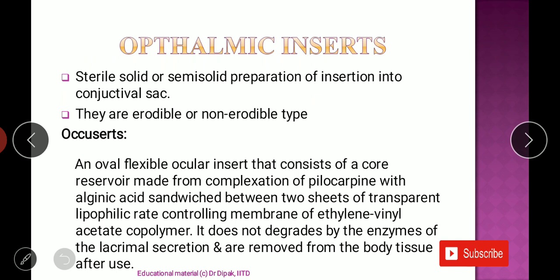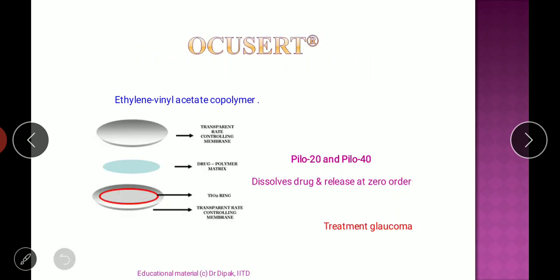Occusert is an oval flexible ocular insert that consists of a core reservoir made of a complexation of pilocarpine and alginic acid, which is sandwiched between two sheets of transparent rate controlling membrane, made up of ethylene vinyl acetate copolymer. It does not degrade by enzymes or lacrimal secretions and is removed from the body tissues after use. This is the structure of Occusert.